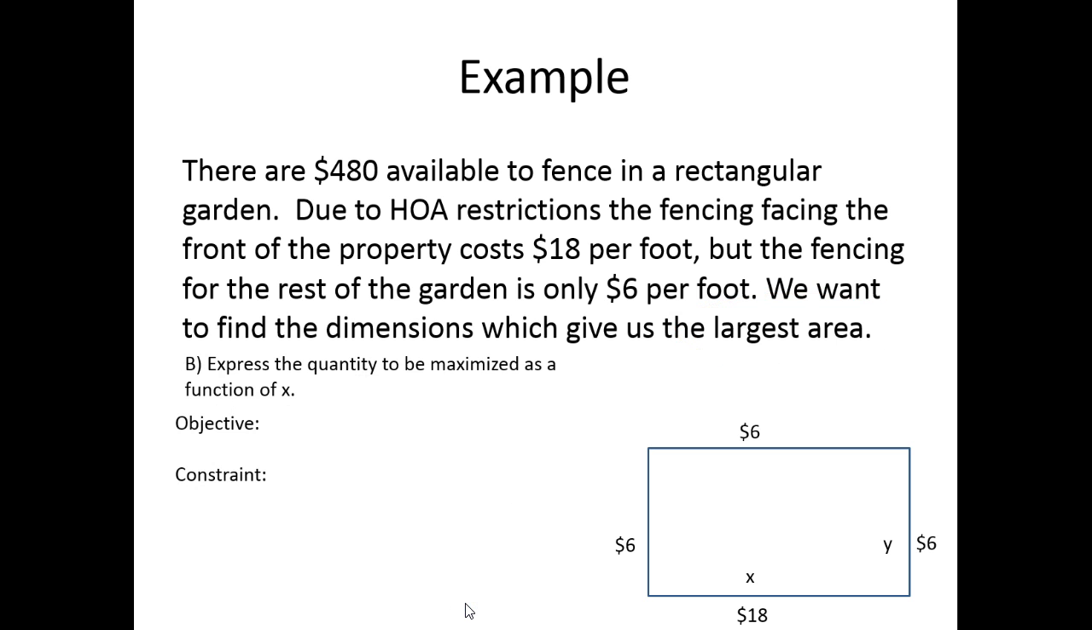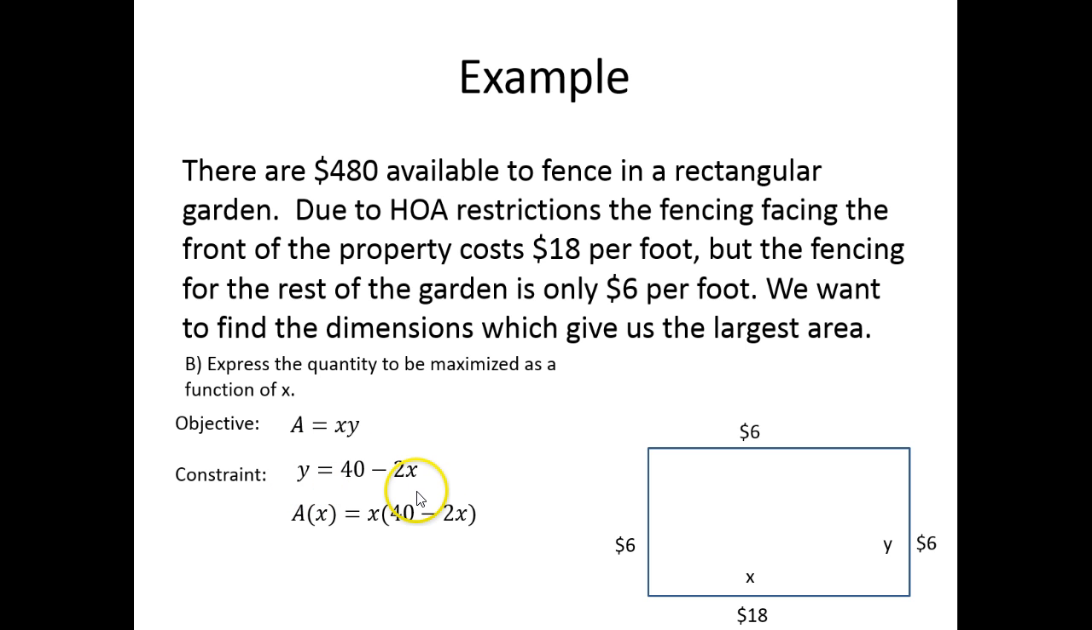Our next step is to express the quantity to be maximized as a function of x. Again, there's our objective: area is x times y. Our constraint is y equals 40 minus 2x. Remember, your objective equation is always the one you want to optimize. So what we're going to do is put this in terms of x. So A as a function of x equals x times (40 minus 2x). Notice I wrote this in function notation. On the right hand side, all I did was replace the y with the constraint.